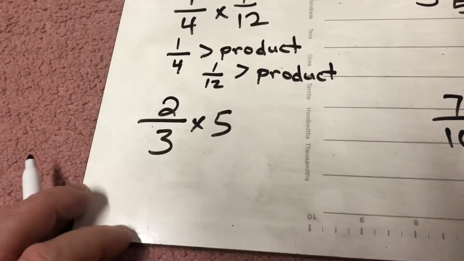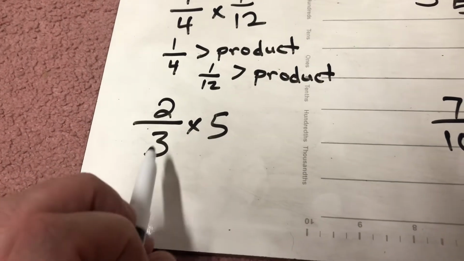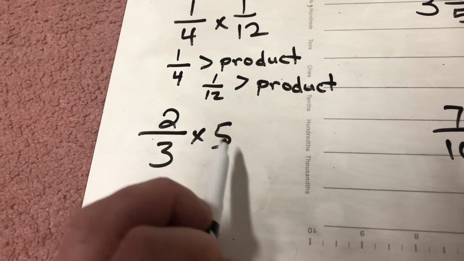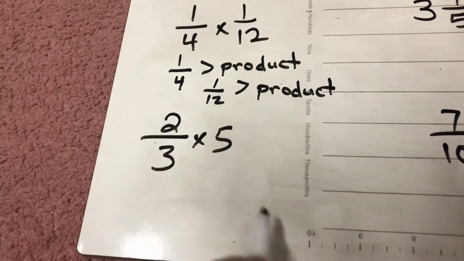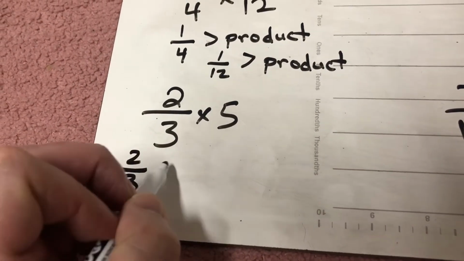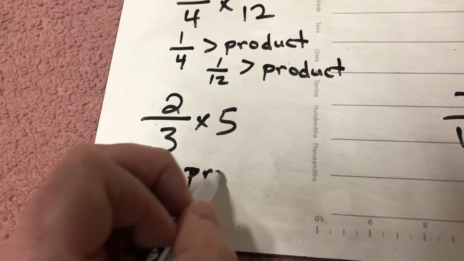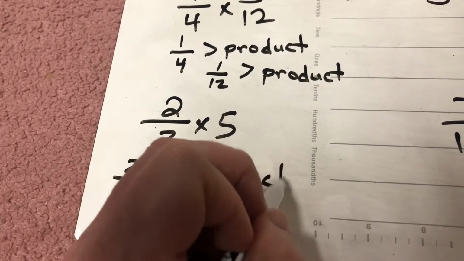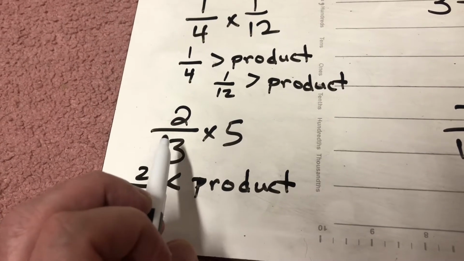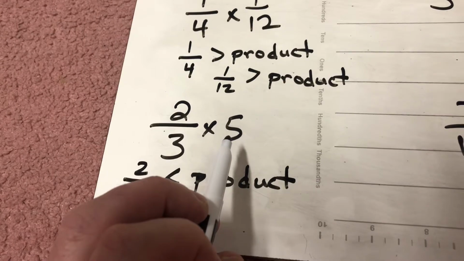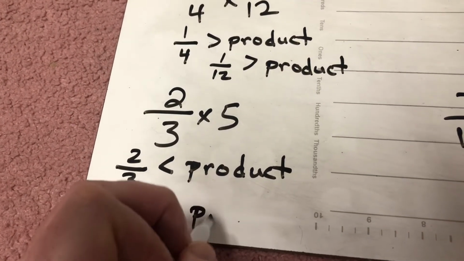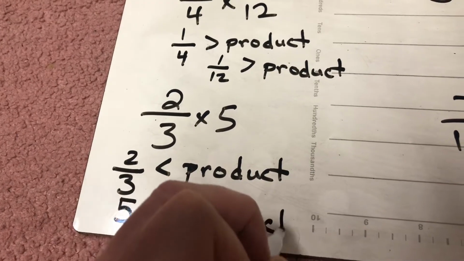Well, 2/3 times 5. Here I am taking a fraction that is less than 1, and I'm multiplying it by a number greater than 1. So 2/3 is actually going to be less than the product. However, with the 5, I'm taking the 5 and I'm multiplying it by something that's less than 1. So I'm going to get an answer that's less than 5. So 5 is greater than the product. And this is how you'll write your answers.